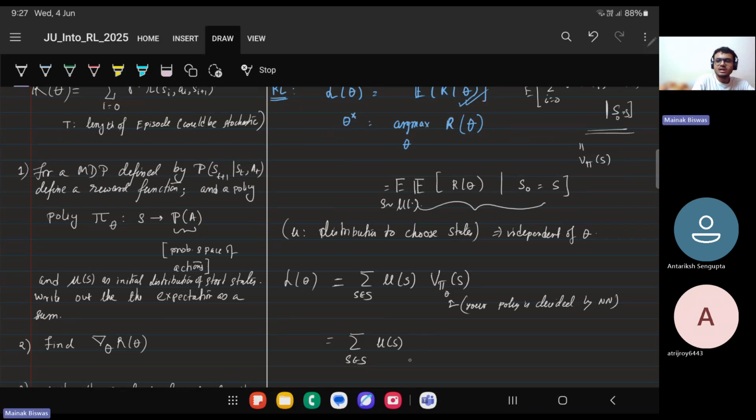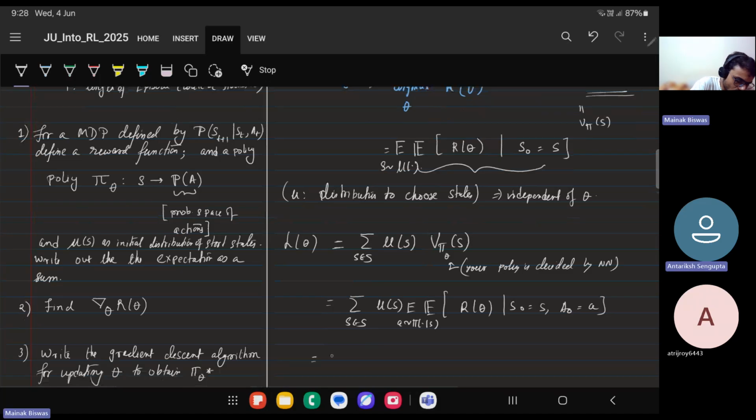Do you remember how we have to bring in the policy itself? It does not depend on the policy, but you have to bring the policy somehow. Again, the expected value of R theta given S0 equal to S, A0 equal to A. I can do this: take an action probability distribution over the actions. So we recall this is equal to pi theta of S comma A.